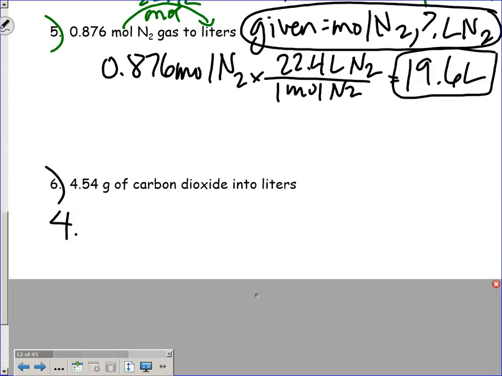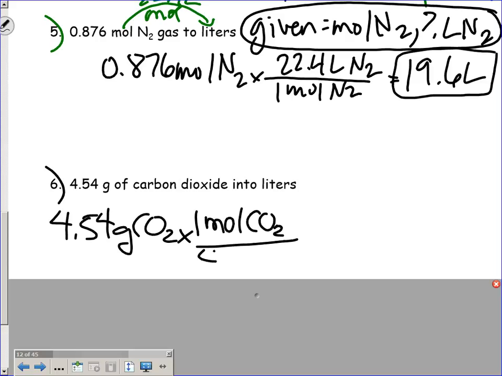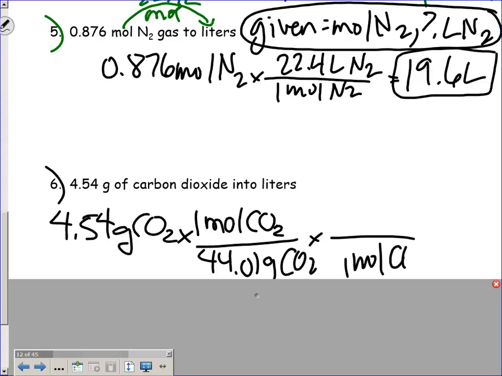So I'll quickly set this one up. Grams of CO2, 1 mole of CO2 on top weighs 44.01. Is that right? I'm trying to quickly calculate some of these in my head. So your grams cancel, your moles cancel, your liters remain, and your final answer is, whoa.